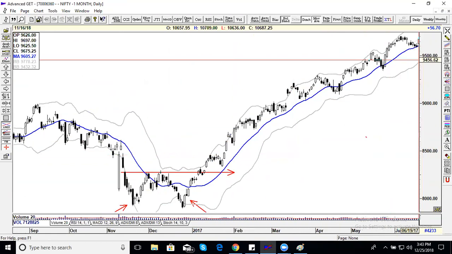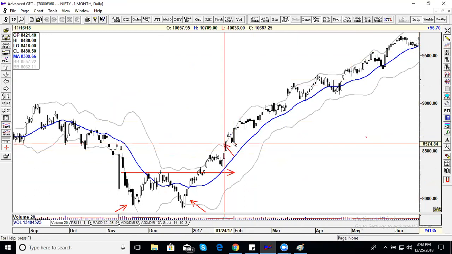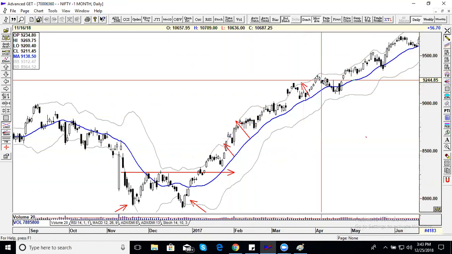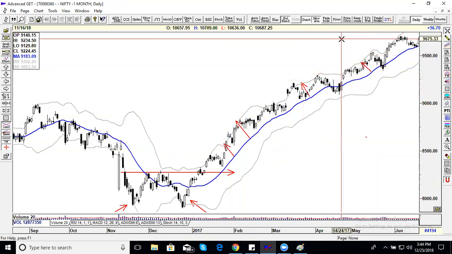See what happens in the complete move. You will see the prices are between the middle band and the upper band, middle band and upper band. This is one of the superb strengths. This is where you need to concentrate.